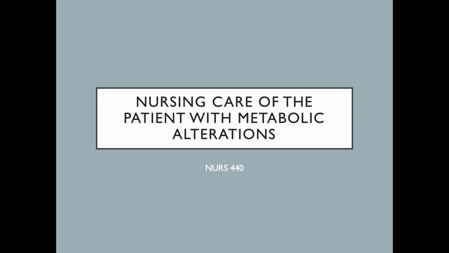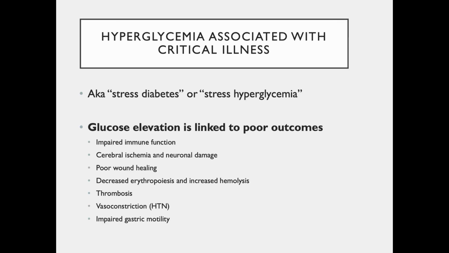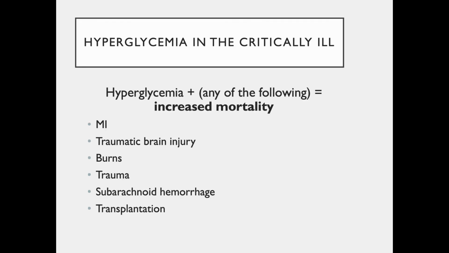All right, we're going to talk about metabolic alterations that we see in critical care now. When we see hyperglycemia in critical illness, this is usually a very bad thing. Now, it's associated with all sorts of pathologies, including decreased immune function. Wound healing is often jeopardized. We see it with vasoconstriction, impaired gastric motility. All of these things make the outcomes for hyperglycemia in critical care much worse.